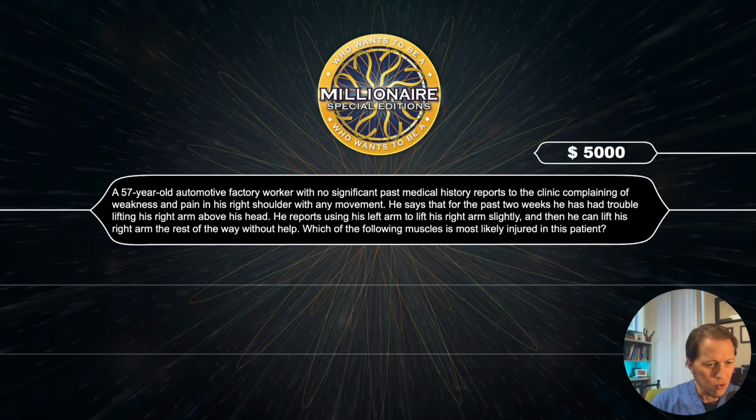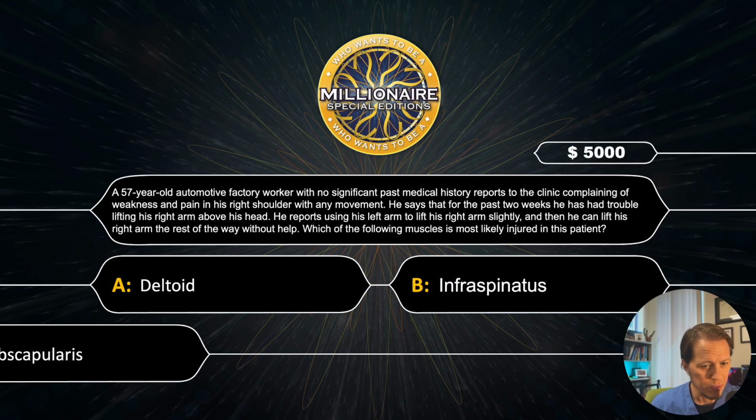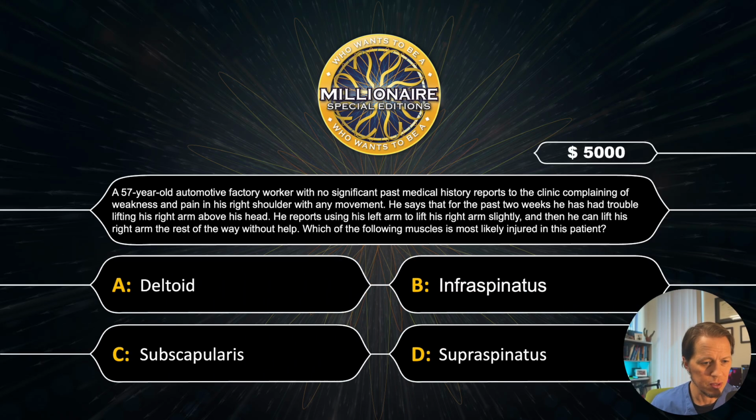A 57-year-old automotive factory worker with no significant past medical history reports to the clinic complaining of weakness and pain in his right shoulder with any movement. He says that for the past 2 weeks he has had trouble lifting his right arm above his head. He reports using his left arm to lift his right arm slightly, and then he can lift his right arm the rest of the way up without help. That's a key sentence here.